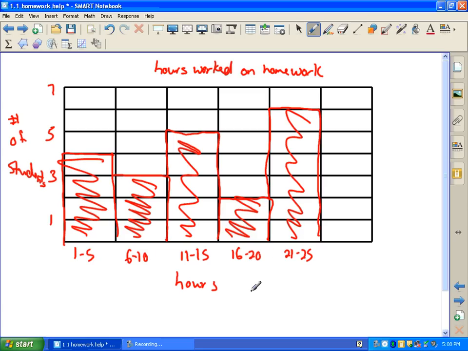Intervals on the bottom, labeled what they're talking about. Go up the side high enough so that my biggest frequency can fit on there. Label that, and make sure I title my graph, and make sure the bars are touching in a histogram. And that's how you make a histogram.